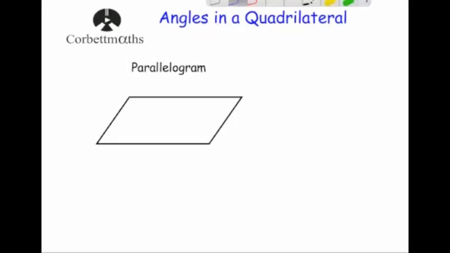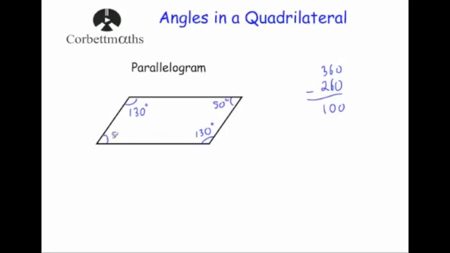In a parallelogram, the top is parallel to the bottom and the left is parallel to the right side. In terms of the angles, the opposite angles are equal. So if this angle here was, I don't know, 130 degrees, the opposite one would also be 130 degrees. If we want to find out the 2 little ones, well, if you add these together, you get 260 degrees. And if you take that away from 360, that leaves us with 100 degrees. And if we halve it, because they're both the same, that gives us 50 degrees and 50 degrees.